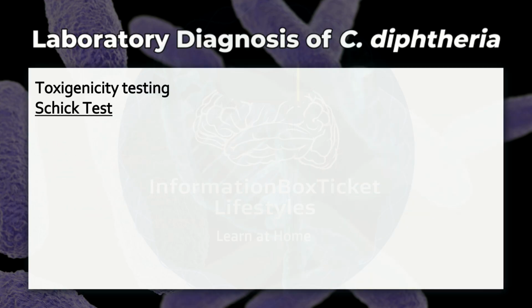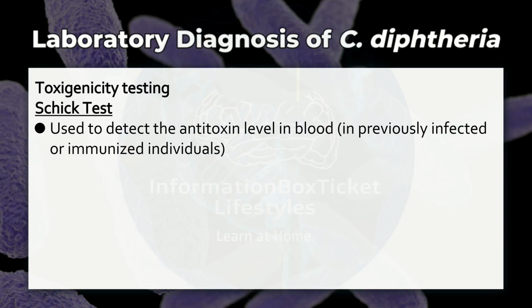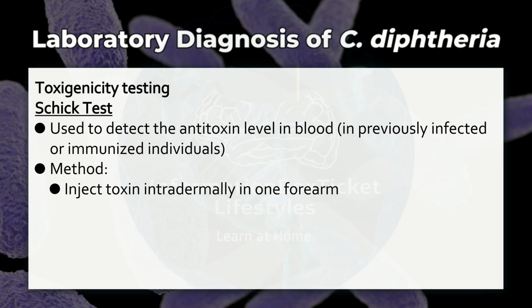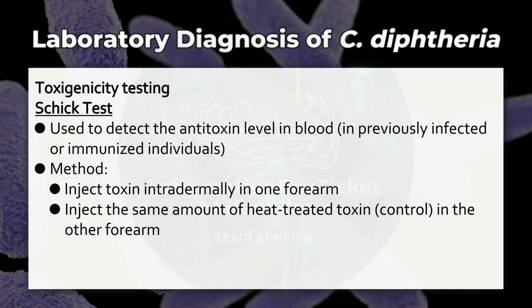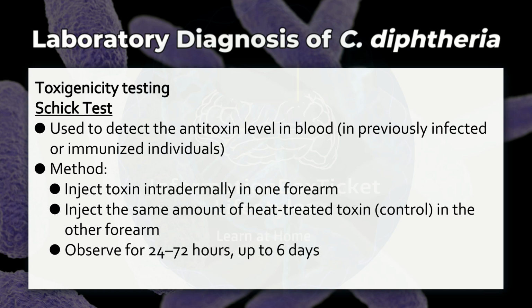Schick test. Used to detect the antitoxin level in blood in previously infected or immunized individuals. Method: inject toxin intradermally in one forearm. Inject the same amount of heat-treated toxin control in the other forearm. Observe for 24 to 72 hours, up to 6 days.